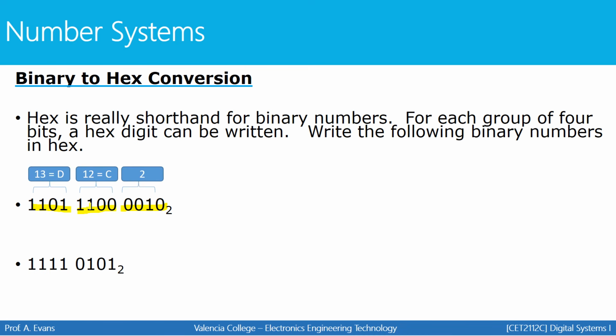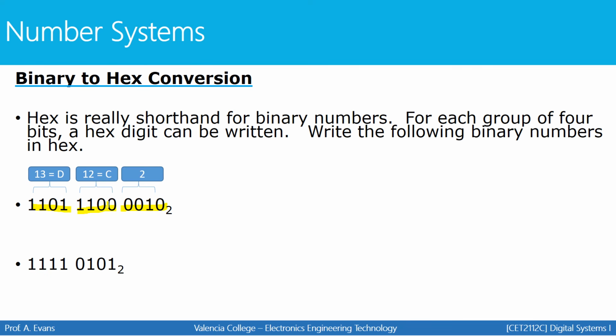The number 0011 is the number 12. If you take this value right here, convert that to decimal, you'll get the number 12. In hex, we represent the number 12 with a C. So if you're looking at this and you're saying, how did this become 12? Look back at the place values.